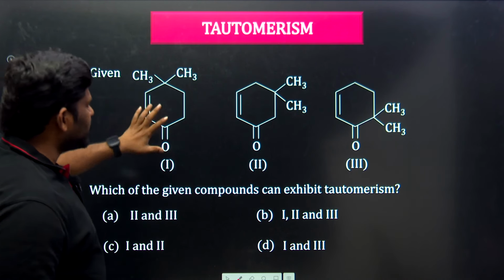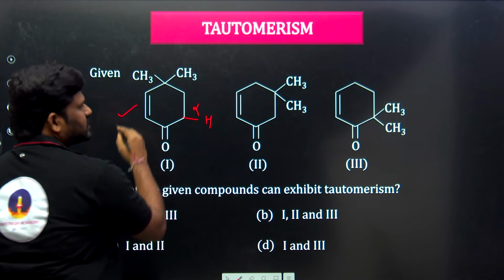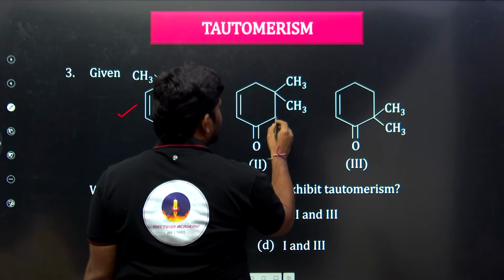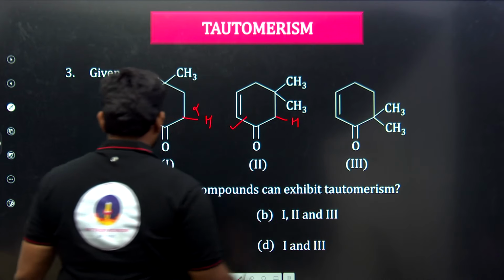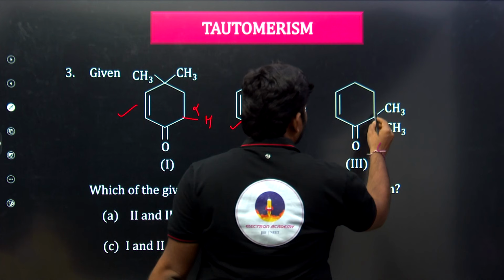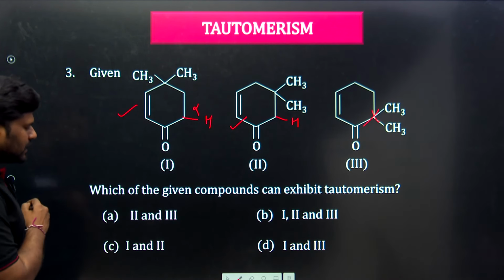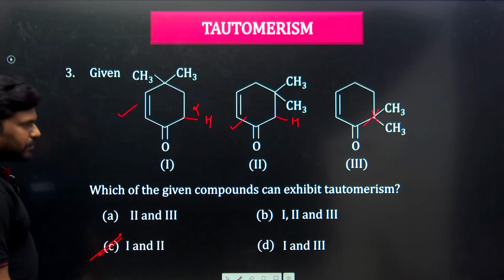Right. So the first one is having alpha hydrogen. Yes, the first one will exhibit. The second one is also having alpha hydrogen. Yes. But the third one doesn't have alpha hydrogen. So the third one cannot show. What will be the answer? 1 and 2. So option C will be the answer.